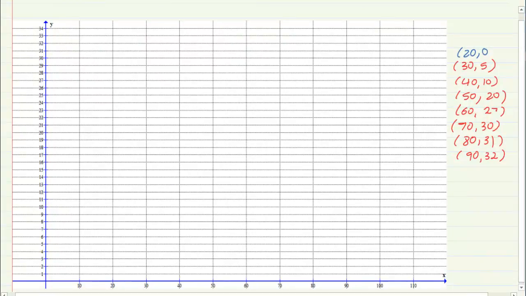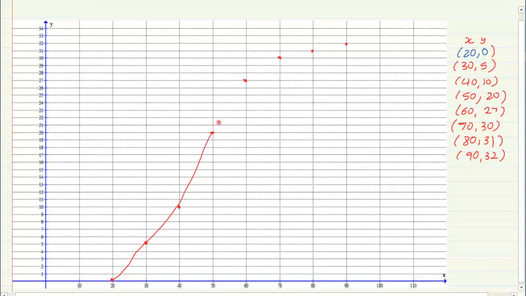Now when we plot it, remember, this is your x and this is your y. So we're going to have 20 and 0, and then we're going to have 30 and 5, 40 and 10, 50 and 20, 60 and 27, 70 and 30, 80 and 31, and 90 and 32. Then we are going to join the dots.